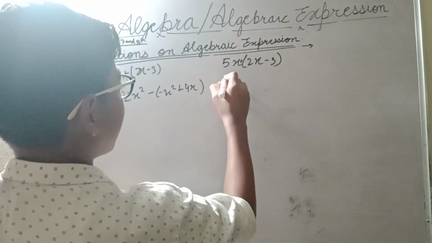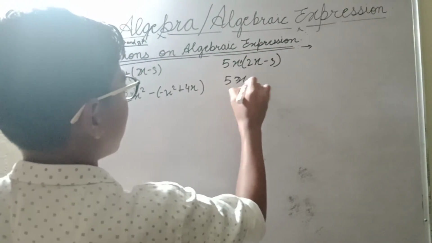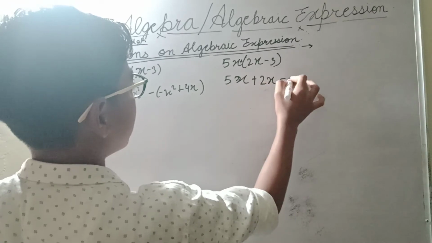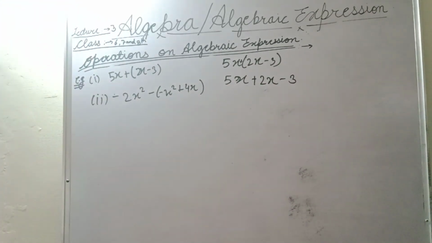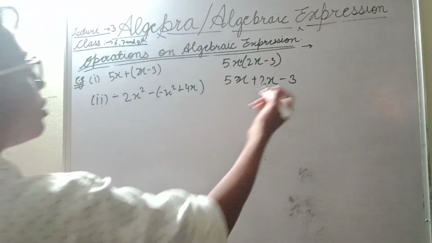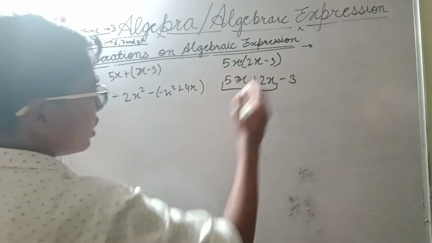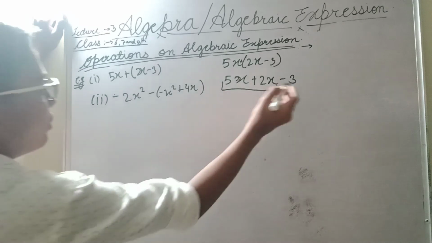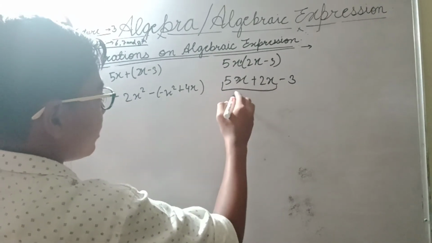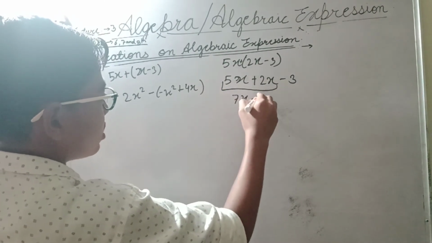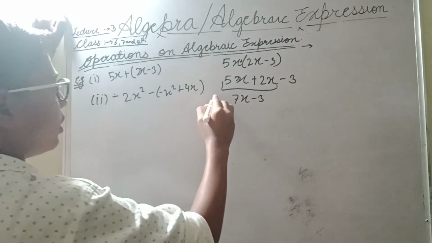We remove the bracket, we get plus 2x minus 3. Yes or no, yes. And we use the BODMAS rule, yes or no, yes. We solve the addition first: 5 and 2 give 7x, minus 3.